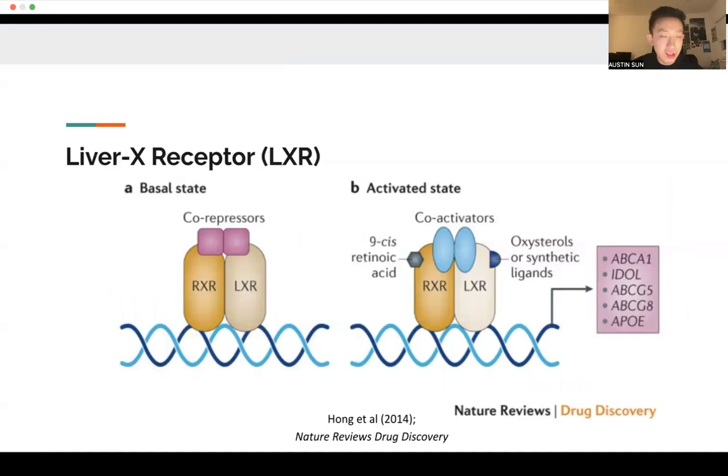Okay, so on the topic of cholesterol metabolism, one of the main pathways that has been heavily studied in previous literature is the liver X receptor, also called the LXR. LXR is a transcription factor, and in its basal state, it exists in a repressed state, with the co-repressors bound to it. But once you add a ligand to it, the co-repressors are replaced by coactivators, and this leads to the expression of multiple genes, such as ABCA1, and the function of these genes is cholesterol efflux. That basically decreases the amount of cholesterol that is present within the cells.